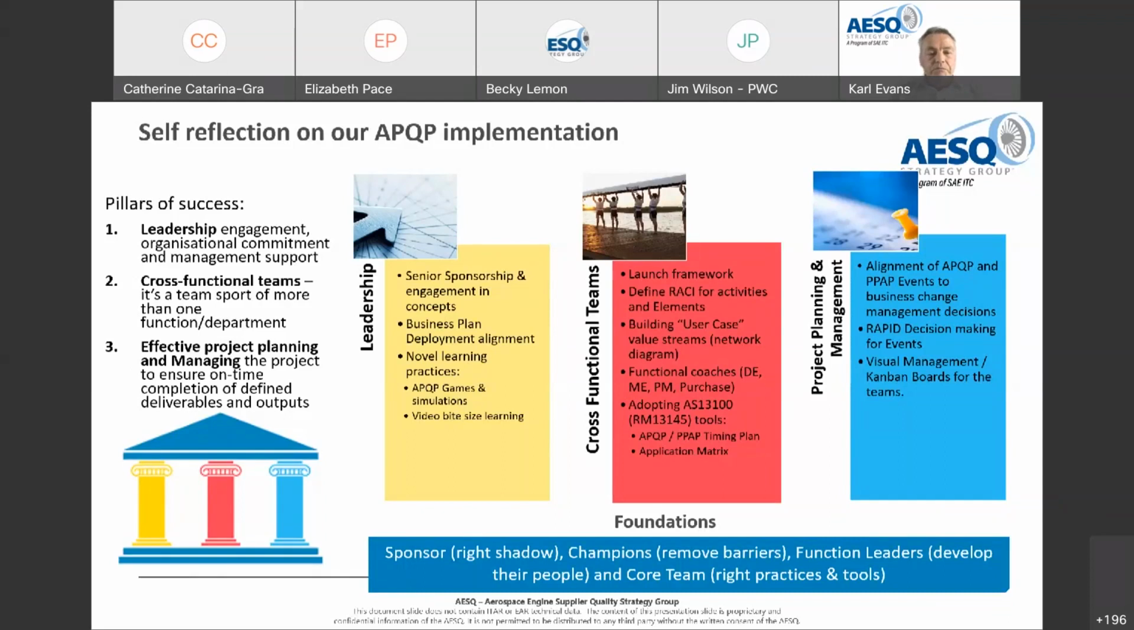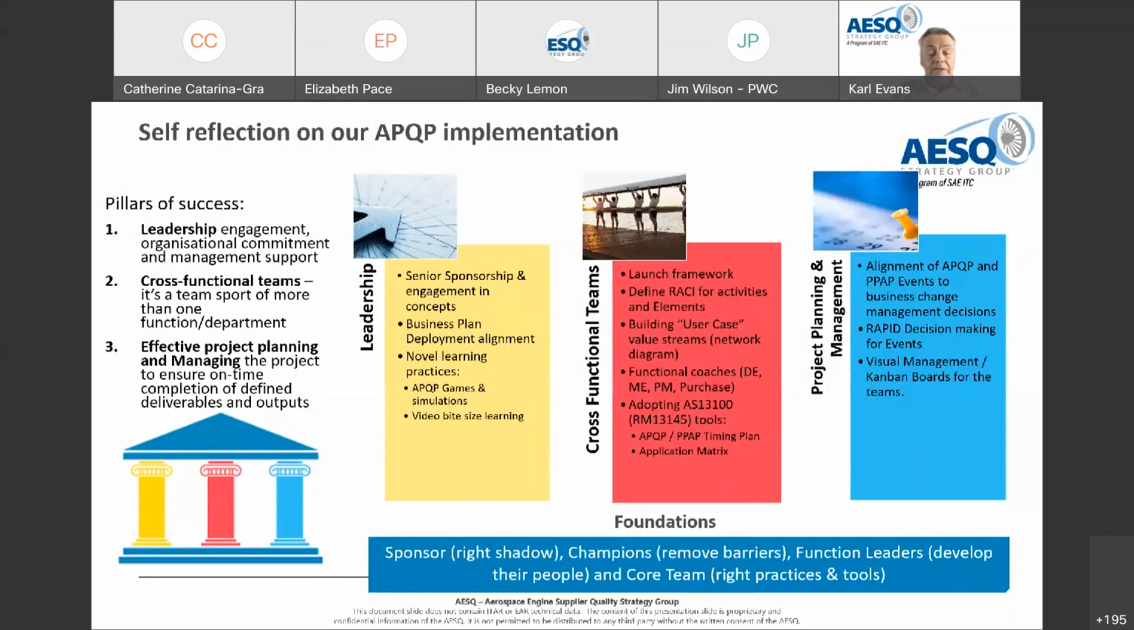is we've engaged with our senior management and ensured that there's sponsorship in place and understanding of what the concepts of APQP are. We've invested time in that, and then we've also ensured as part of our business plan deployment that we've had alignment to help enable this. We've got into thinking about how we help people understand more about what this is about. So we've come out with some novel practices. We've invented simple games around APQP.